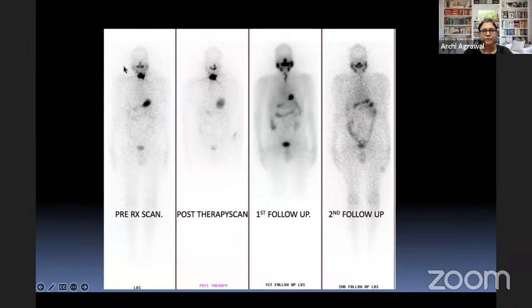So now this was a patient who was treated with radioactive iodine. This is a pre-treatment scan. You see the post-treatment scan. The patient has intense uptake in the thyroid bed. First follow-up we do at 6 months, and you see there was some uptake. The patient was treated again, and on the second follow-up, there is no uptake, and this patient was completely treated after a second dose of radioactive iodine.